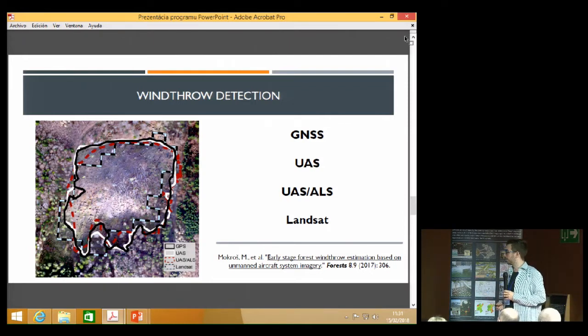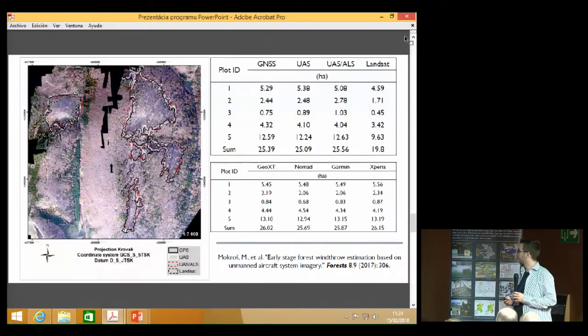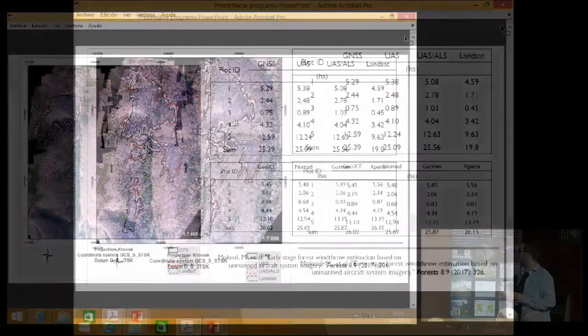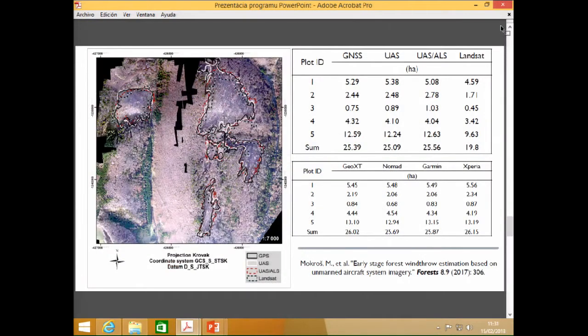But we have done this measurement properly around the plots, and then we used just UAS and the DTM and DSM, and then we combined the DSM from UAS and the DTM from airborne laser scanning. And we also used Landsat time series. So I will be a little bit quicker. These are results from the whole area, and we can see that there is no big difference. But the big difference was because this approach was semi-automatic.